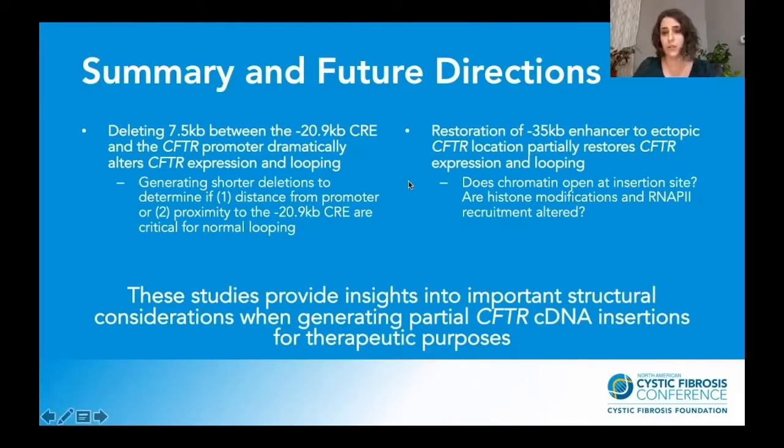Secondly, I showed you that restoration of the minus 35 kb enhancer to an ectopic location within CFTR partially restores its expression and looping. And we're currently doing studies that will answer questions about what happens to the chromatin signature in these cells. So does chromatin open up at the insertion site? And are histone modifications and RNA Pol2 recruitment altered at all? Together, these studies have provided important insights into structural considerations to take into account when generating any kind of partial CFTR cDNA insertions for different therapeutic purposes.